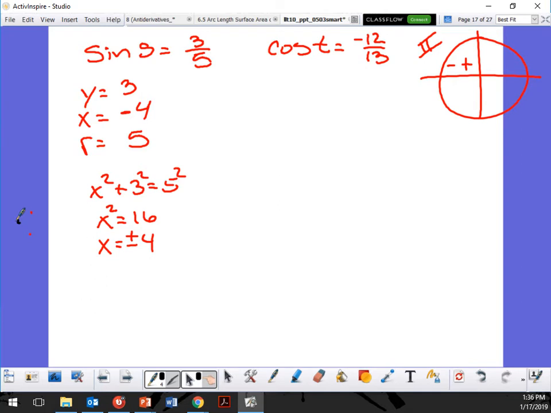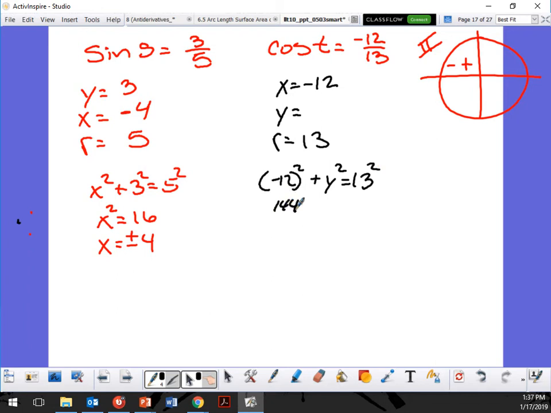So my x value is? Negative. My y is? We don't know that. Then r is? 13. Again, Pythagorean theorem, right? So let's plug in what we got. Negative 12 squared plus y squared equals 13 squared. 144 plus y squared equals 169. So y squared is equal to 25. Y equals plus or minus 5.